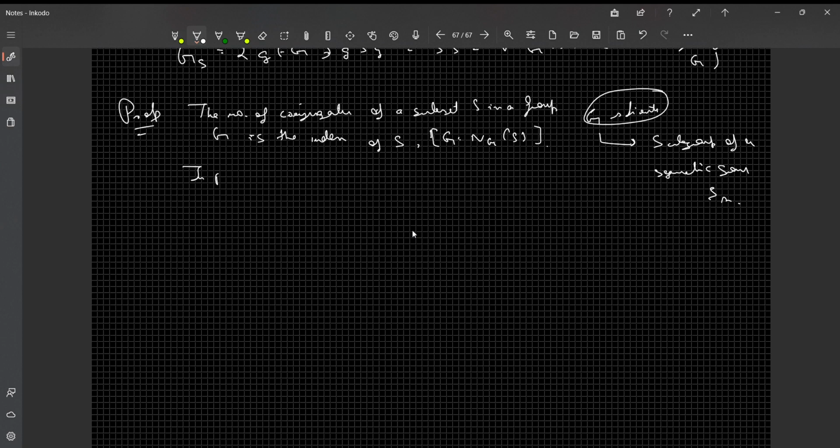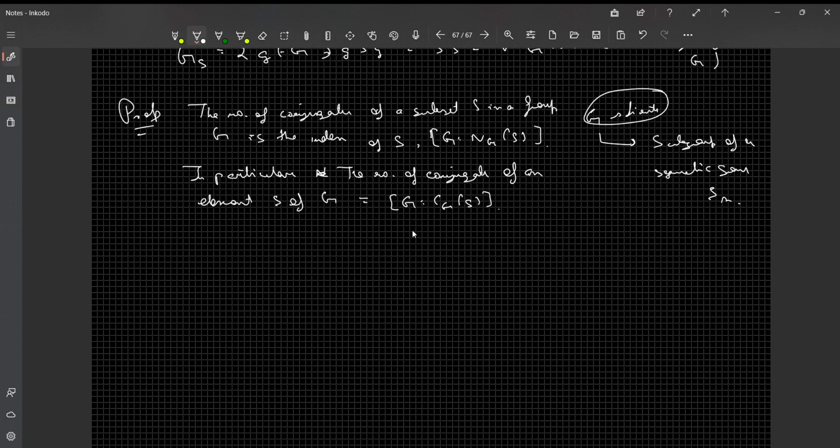In particular, the number of conjugates of an element S of G is equal to the index of the centralizer of that element.